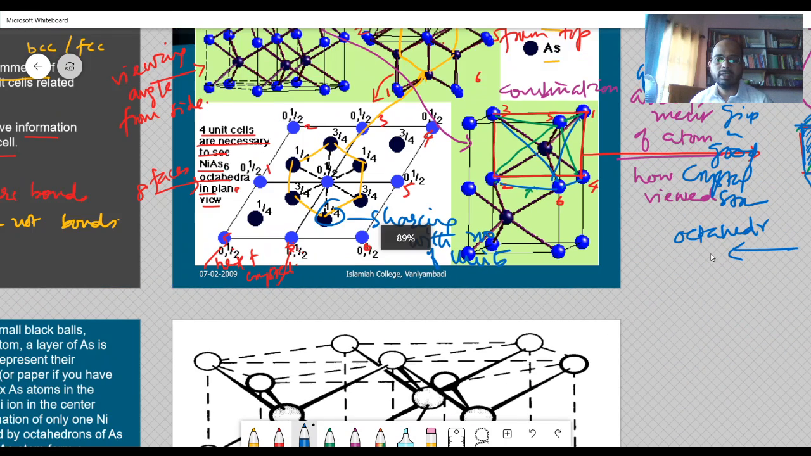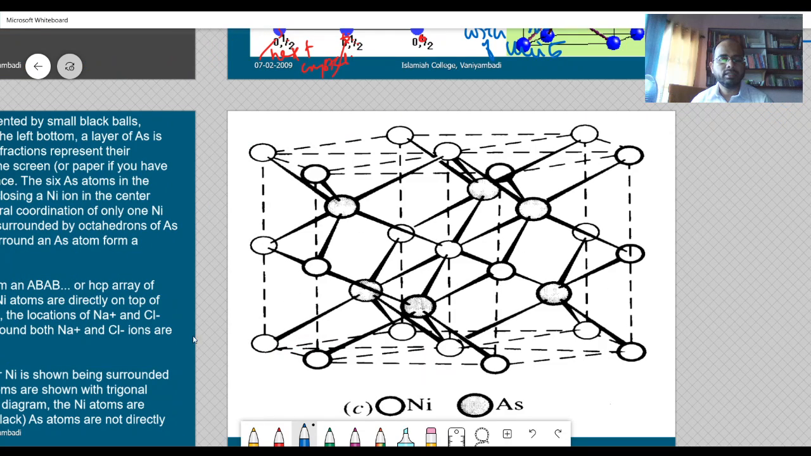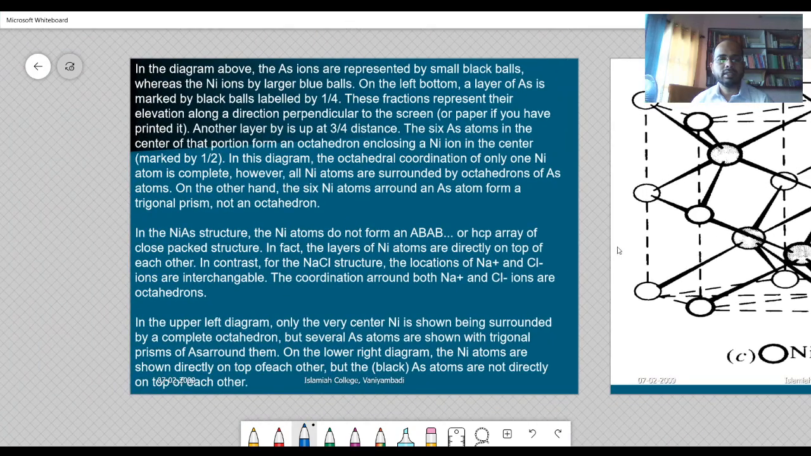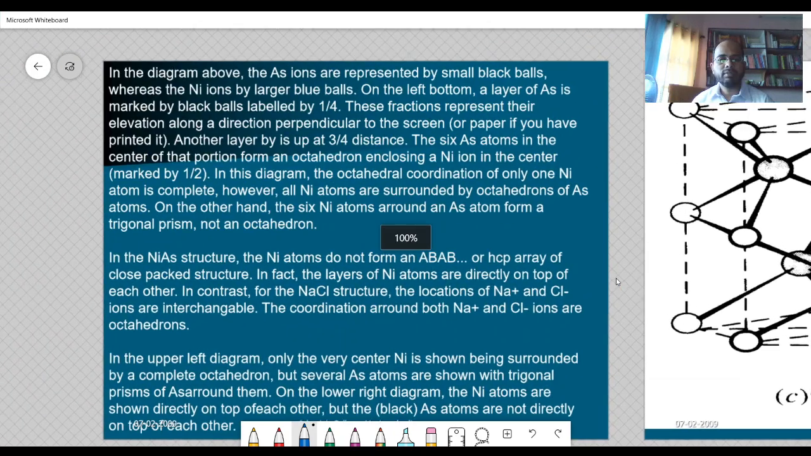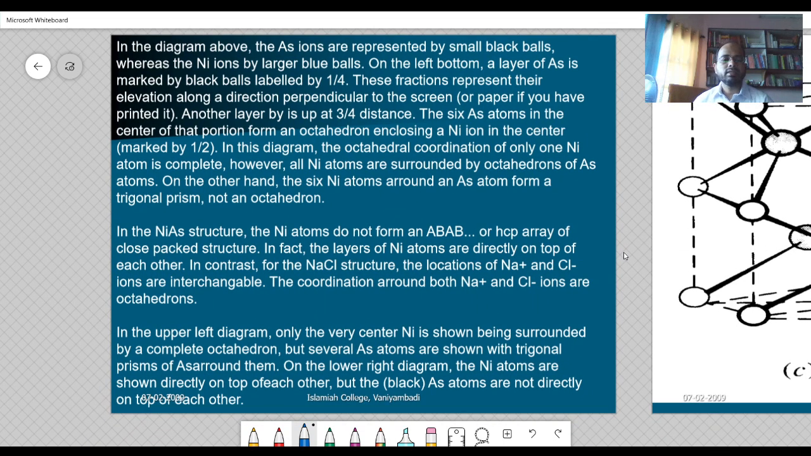Okay, so we'll come to the last part of our lecture here. The same example here, this nickel arsenide that I have taken, is given there. You can just go into this, and the definition about this is given here. I am going to take this and write it in the description part also. In the diagram above means that above one as well as this one.